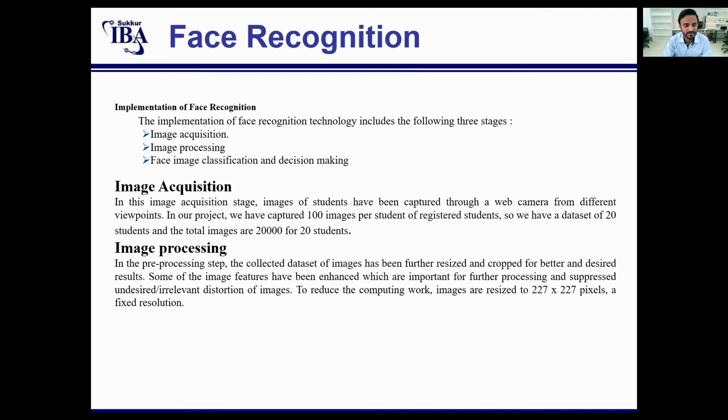In the image processing step, the collected images have been further resized and cropped for better and desired results. Some of the image features which are important for further processing have been enhanced, and undesired, irrelevant distortion of the image has been suppressed. To reduce the computing work, images are resized to 227 by 227 pixels, a fixed resolution.